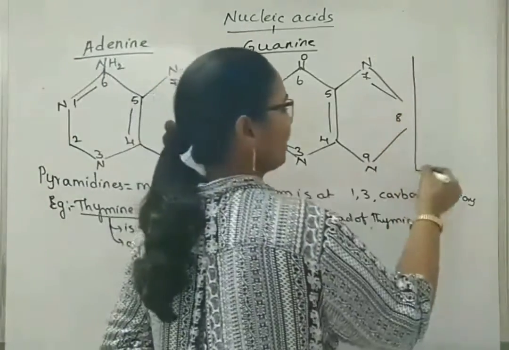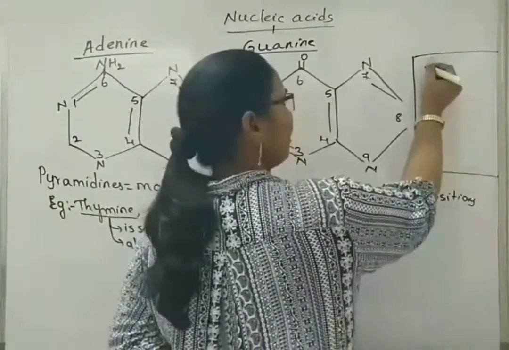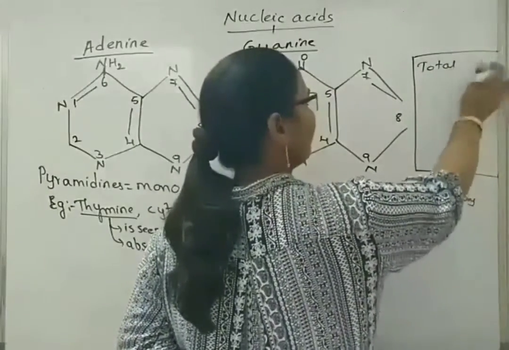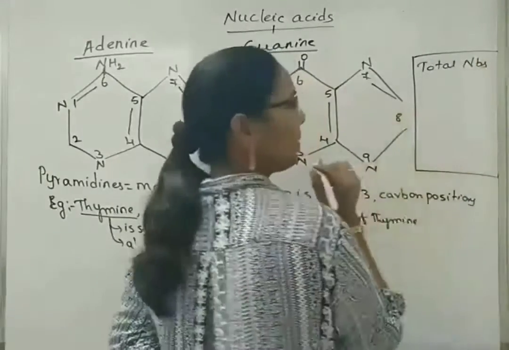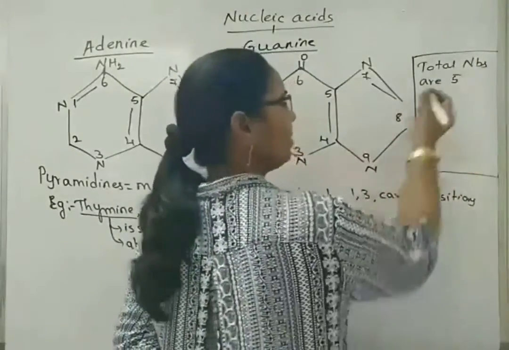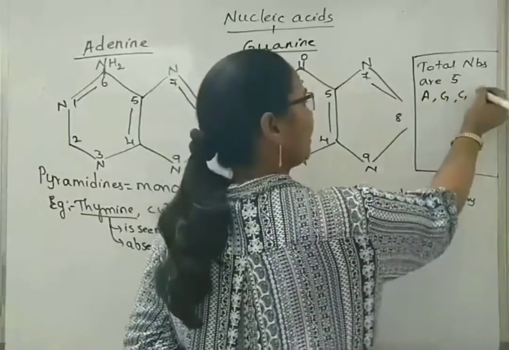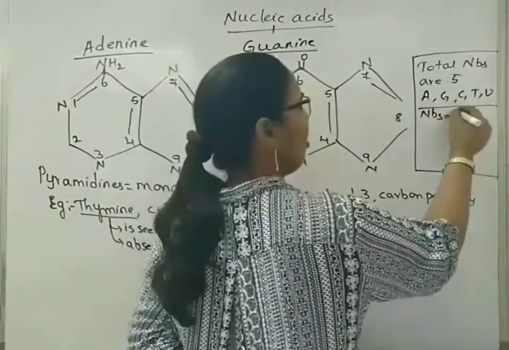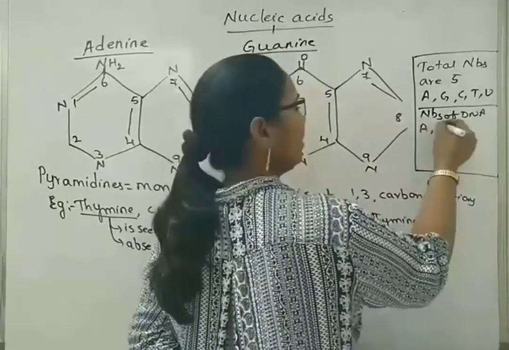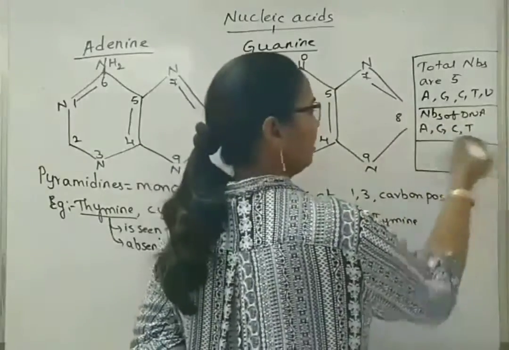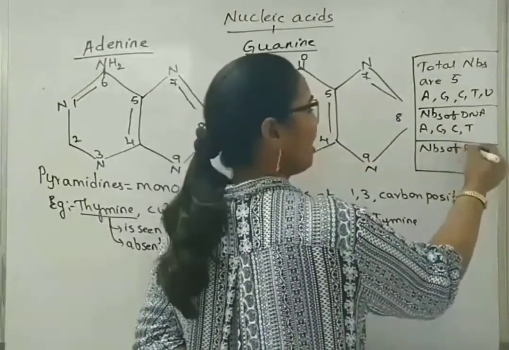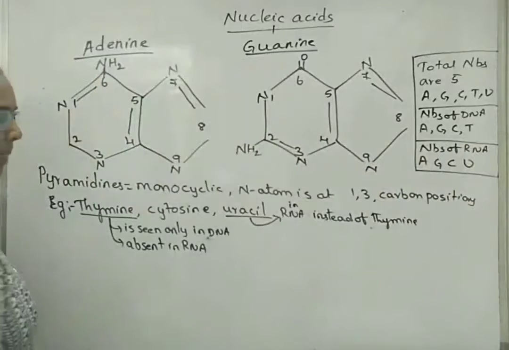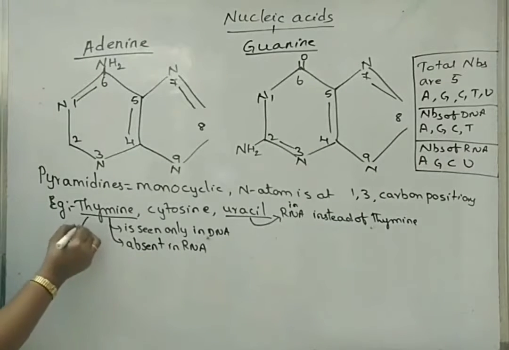So one important point is the total nitrogen bases. We represent nitrogen bases like this, capital N, small b. Nitrogen bases are 5. What are those? Adenine, guanine, cytosine, thymine, uracil. Next, nitrogen bases of DNA are adenine, guanine, cytosine, thymine. Nitrogen bases of RNA are adenine, guanine, cytosine, uracil. Coming to the structure of thymine first.